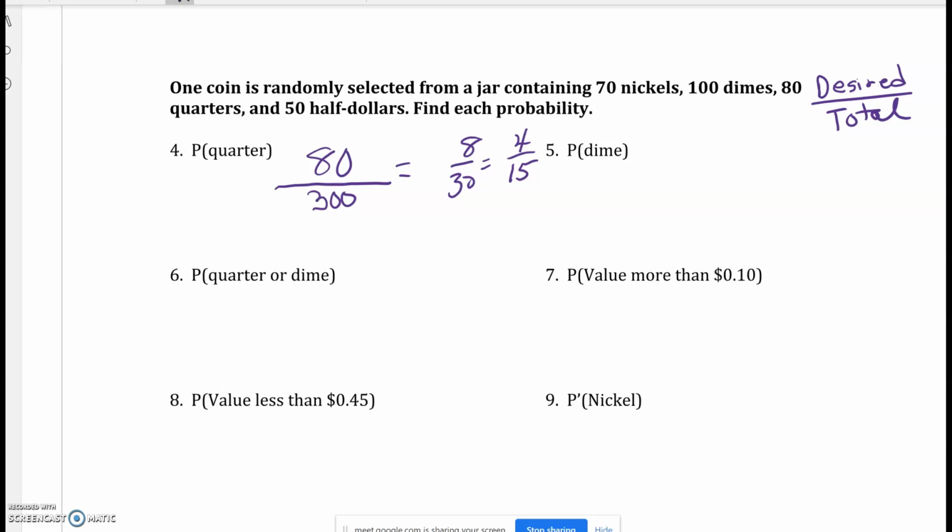All right, I got my phone though. Here we go. So if I wanted to do this, I would get 0.266, or if I change that to a percentage, I would get 27%.